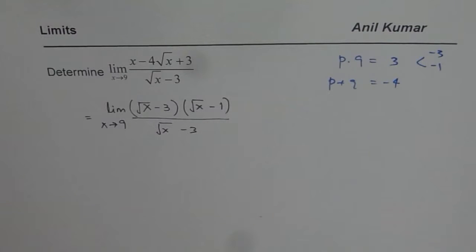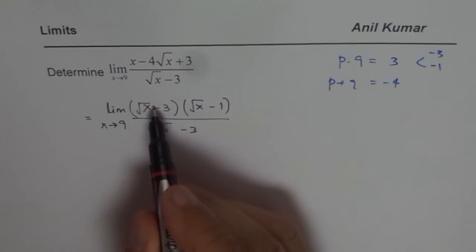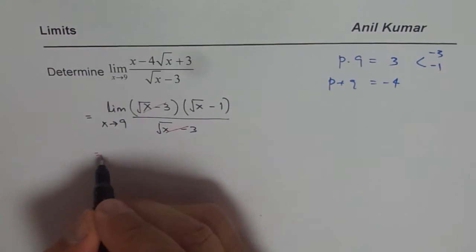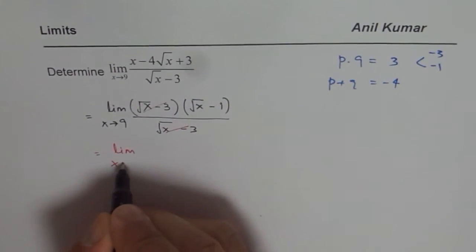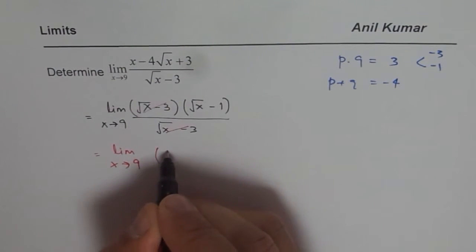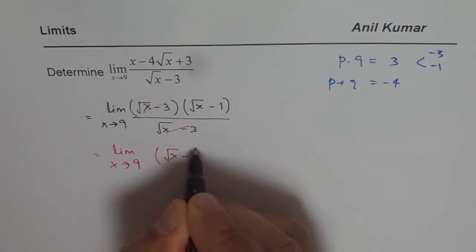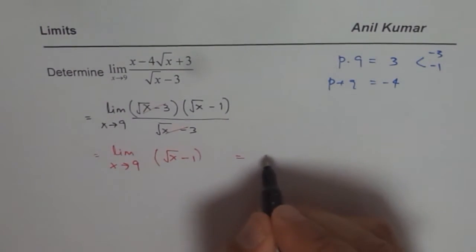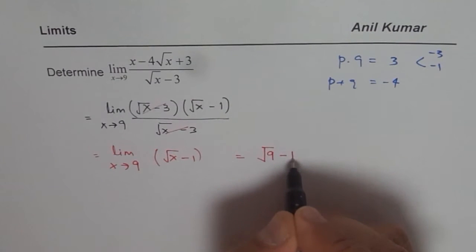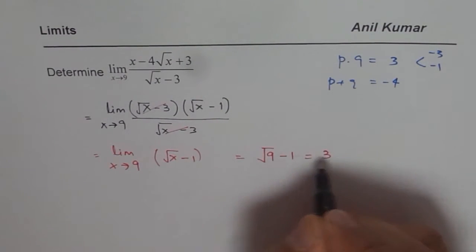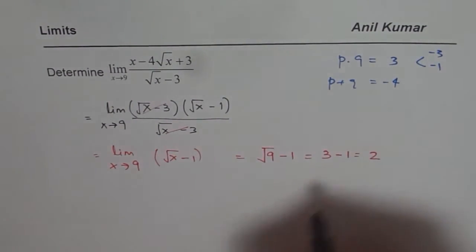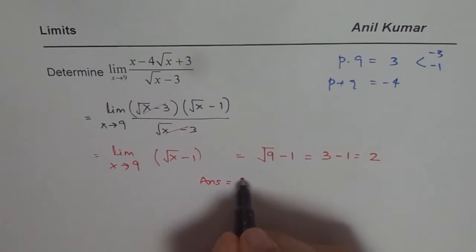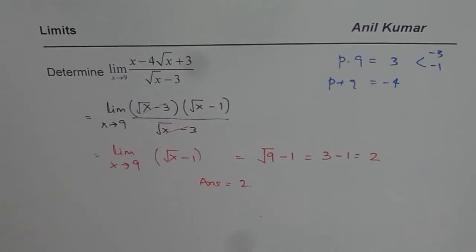Once we do that, square root x minus 3 and square root x minus 3 cancel out. So we get the limit of this function as x approaches 9 of square root of x minus 1. And at this stage, we can substitute 9 and find the answer. So if I do that, we get square root of 9 minus 1, which is 3 minus 1, and so the answer is 2. So the limit of this function is 2, right? So that is how you could actually do it.